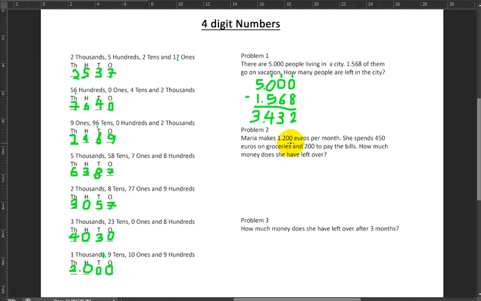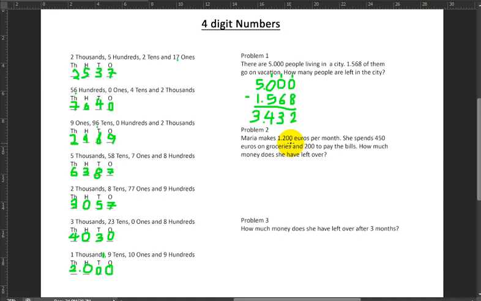It tells us that Maria makes 1,200 euros per month. That means that every month she goes to her job and they give her 1,200 euros. That's money she is getting. So that's a plus for her, right? But then she has to give away 450 for groceries and another 200 to pay the bills. That's money that she's giving away. Since she's giving it away, that's a minus for her.